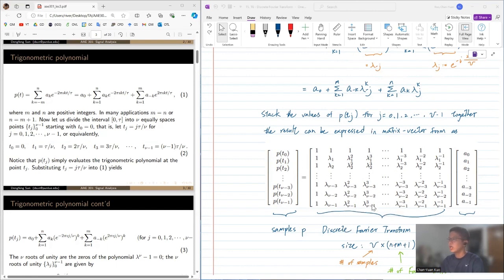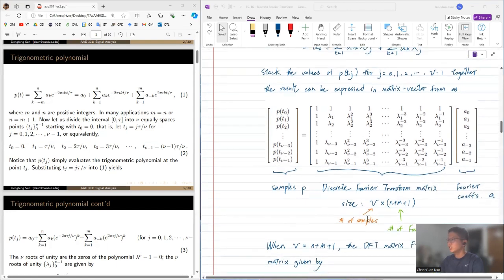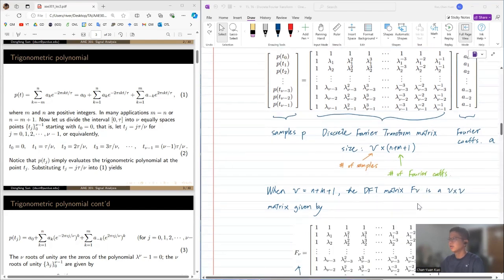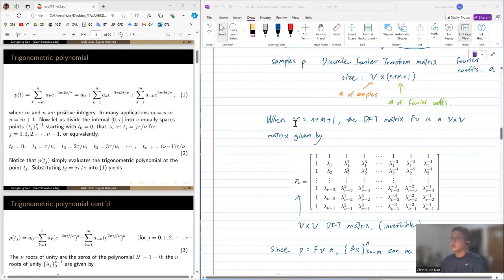The matrix that connects the samples and the coefficients is what we call the discrete Fourier transform matrix. This matrix is of size nu times n plus m plus 1. Just as a reminder, nu here is the number of samples, and n plus m plus 1 is the number of Fourier coefficients that we would like to estimate. Now, when the number of samples nu is equal to the number of Fourier coefficients, then the discrete Fourier transform matrix will become a nu by nu square matrix, which is given by the expression shown here.